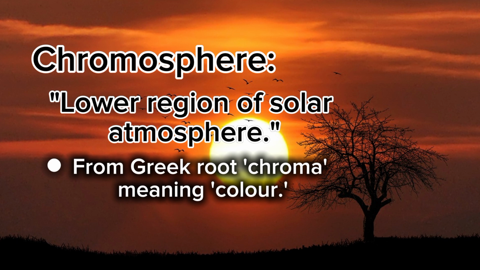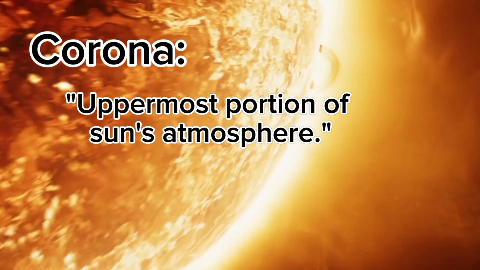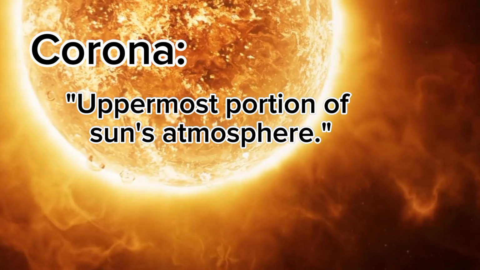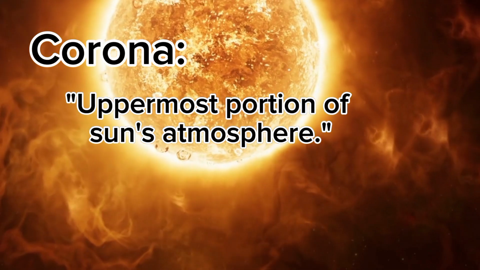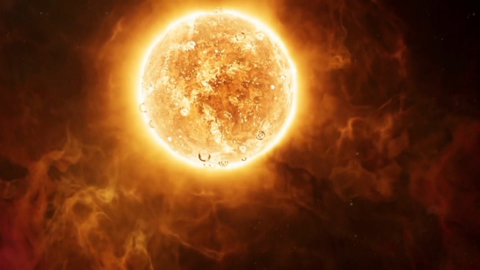A thin transition region where temperatures rise sharply separates the chromosphere from the vast corona above. The uppermost portion of the Sun's atmosphere is called the corona and is surprisingly much hotter than the Sun's surface, which is the photosphere.